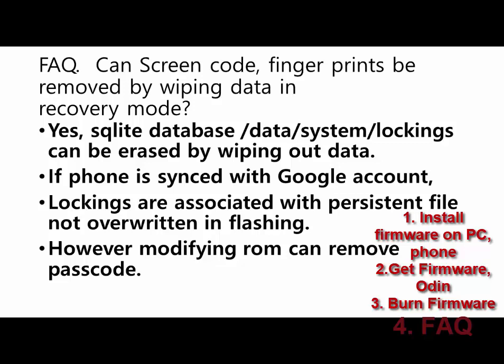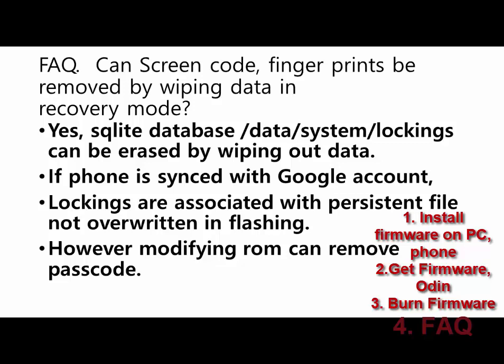And then the second question is, can you remove the passcode or screen lock or the fingerprint? Now they can be removed because they are stored in the data system locking database. So when you wipe out the data, this security database, which is located in data system locking DB, is also removed. But when the device is synced with the Google account, then this locking database is also linked to this persistent file, and then it may not be removed. Now also this file can be easily removed by modifying this firmware, and then flashing the modified firmware. So I think also this one is the best method to remove the passcode.